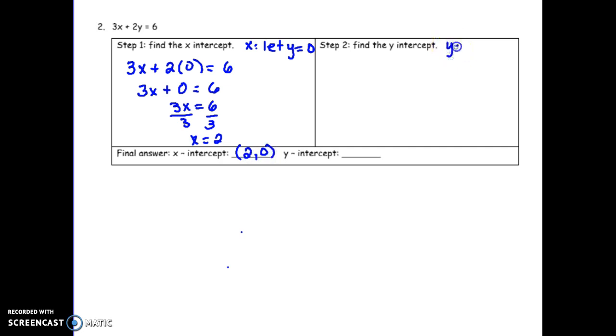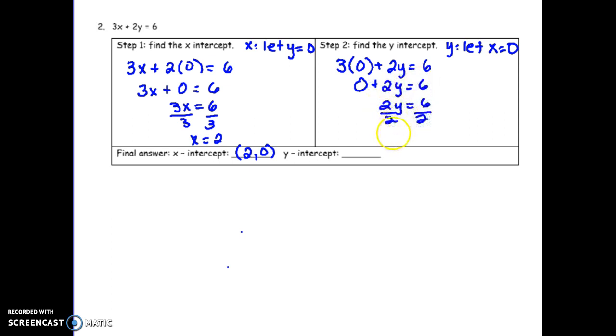My y-intercept, I want to let the x be 0. All right, I'm using, again, the same function, only now my x is 0, so it's 3 times 0 plus 2y is equal to 6. Okay, 0 plus 2y is equal to 6, or 2y is equal to 6, and then when I divide both sides by 2, I get y is equal to 3. So my y-intercept is going to be at 0, positive 3.